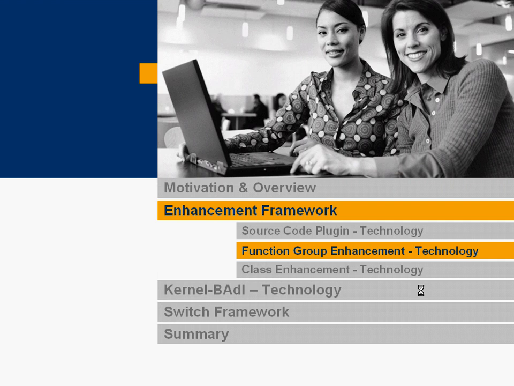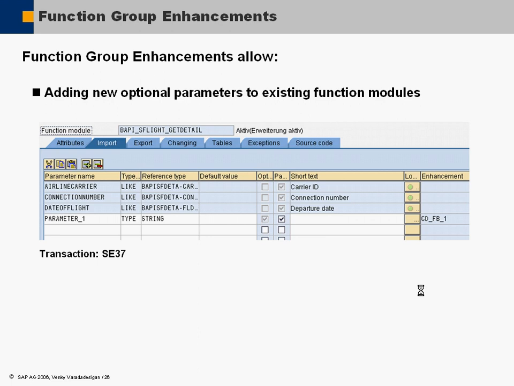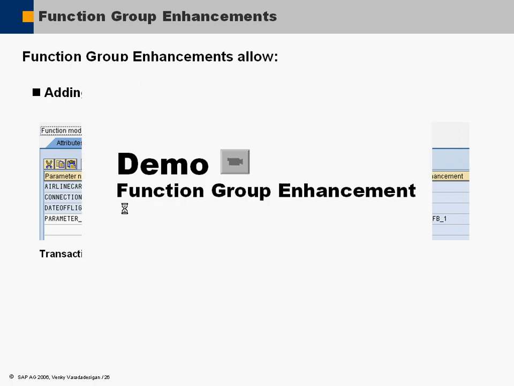Okay, moving ahead, we now know what is source code plugin. Now let's see what is function group enhancement. It's a very, very simple concept. With this function group enhancement, what you can do is you will be able to add new optional parameters to any standard function module. Think about it. If you see any BAPI, for example, all BAPIs are pretty much function modules, and if you see any standard SAP provided application function modules, you will be able to add new parameters to it. And this is not considered a modification, but you are just enhancing the function group or function module.